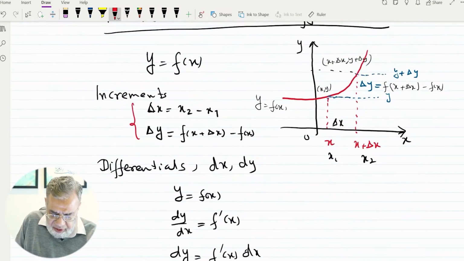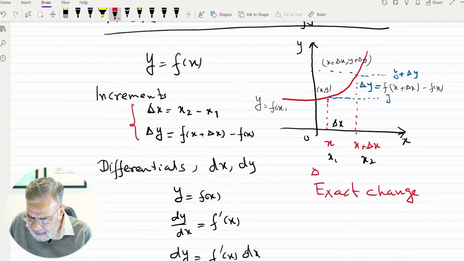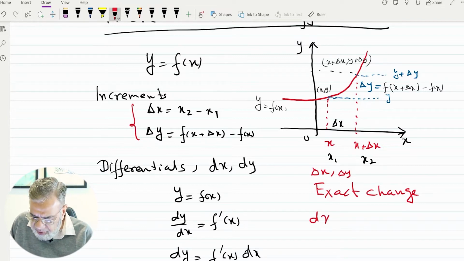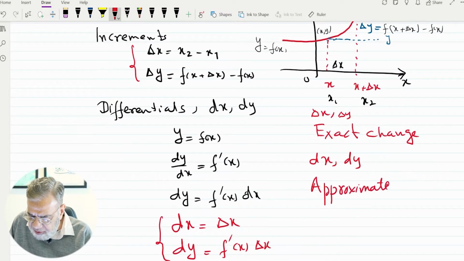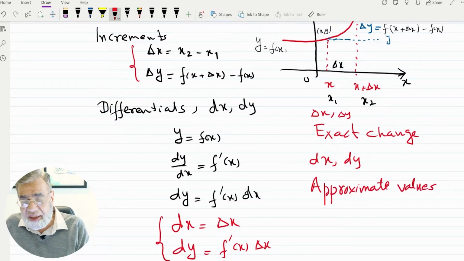When we discuss increment, we say this is my exact change. So increment is my exact change, that is my delta x and delta y. When I say the differentials dx and dy, this is not the exact change. We say these are approximate values, or the approximate change. So delta x is the same as dx, but dy is not the same as delta y. When you say delta y, that's the exact value. Here this is not the exact value, but there's not a big difference between these two.